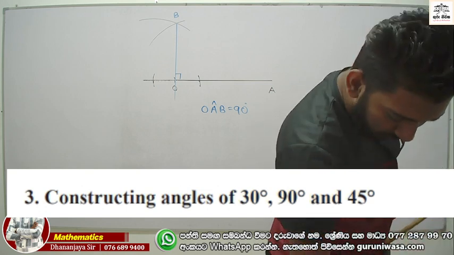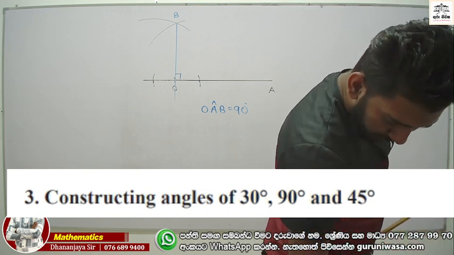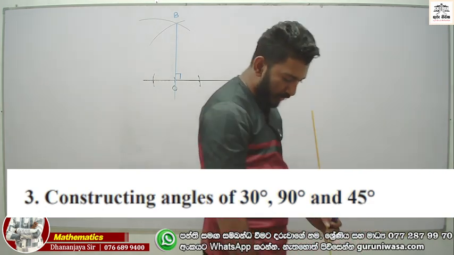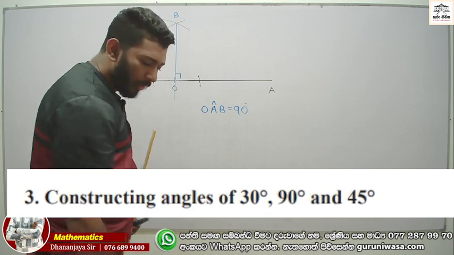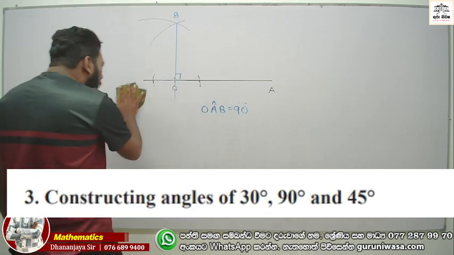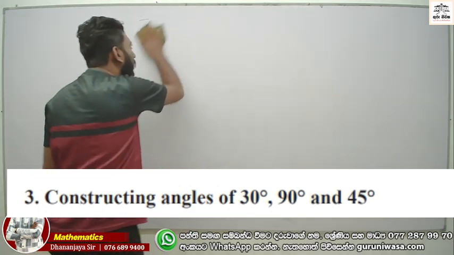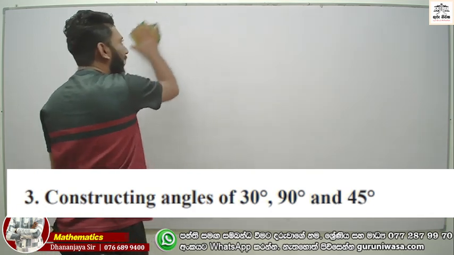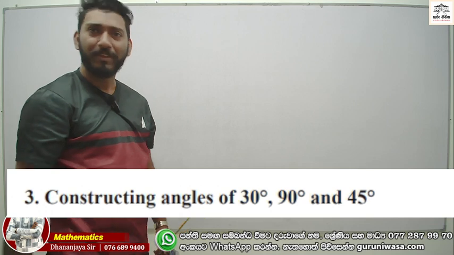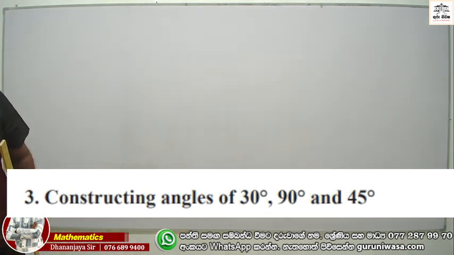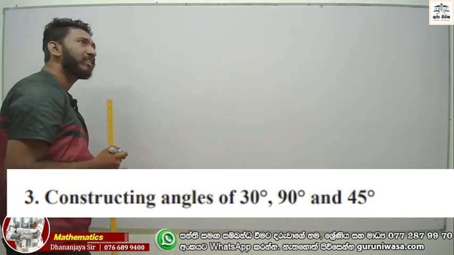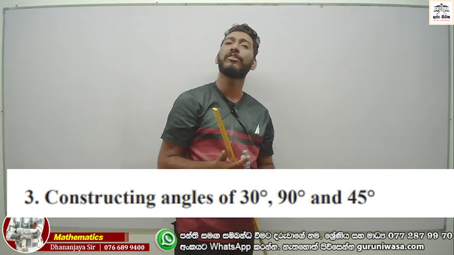Right. Now we are going to discuss the 30 degrees angle. Right, and you know 30 is a half of the 60 degrees.